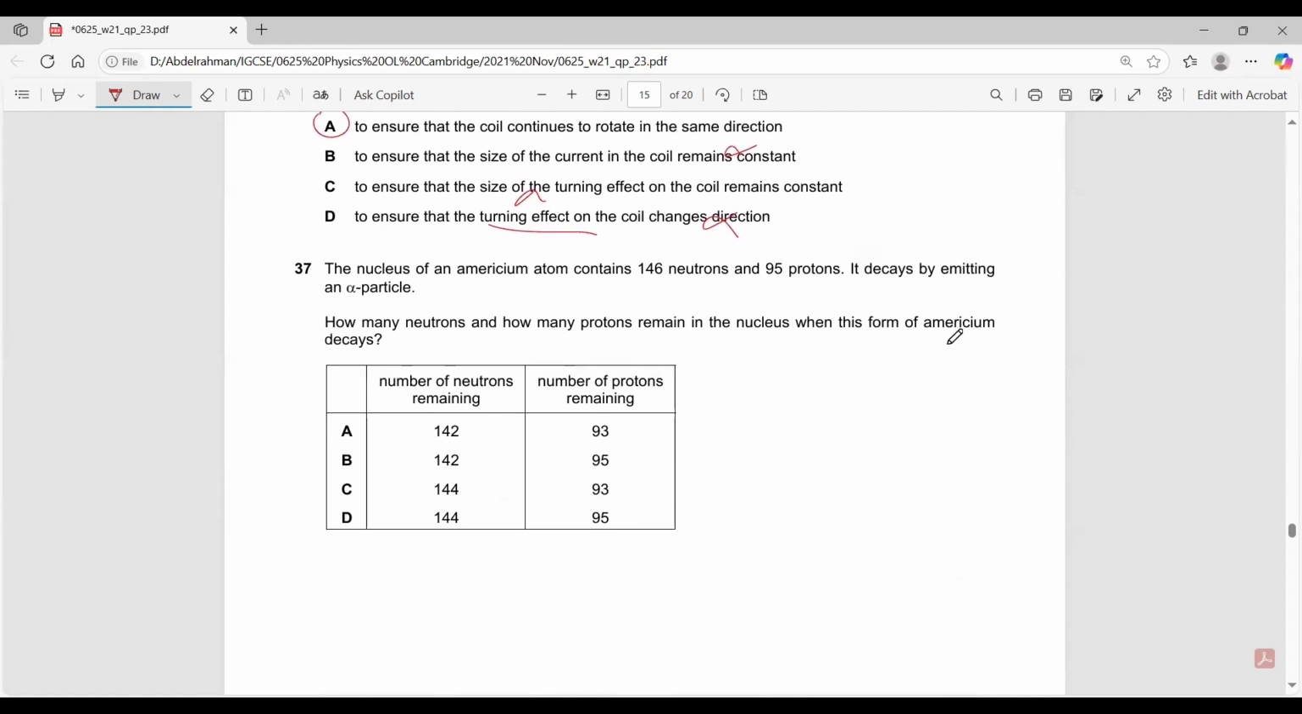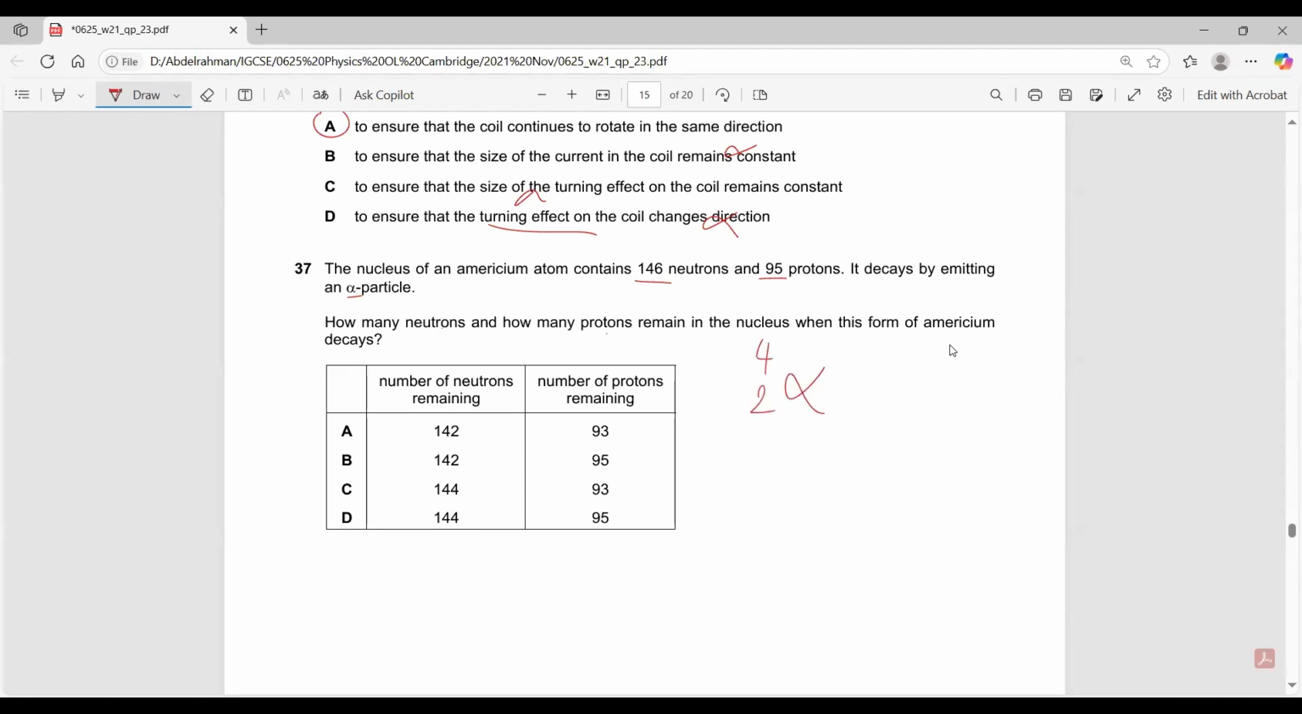A nucleus of americium contains 146 neutrons and 95 protons. It decays by emitting an alpha particle. How many neutrons and how many protons remain? The number of neutrons remaining will decrease by only 2. Why? Because alpha is 4 and 2.